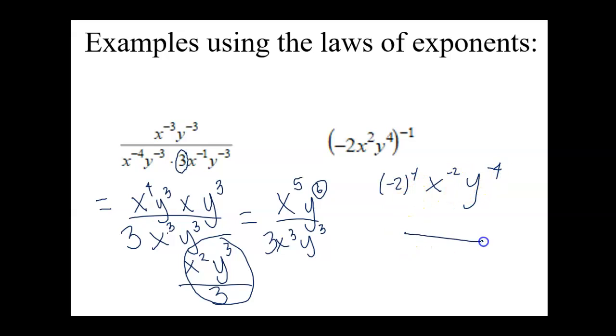So this means basically everything belongs on the bottom. -2, x squared, y to the 4th. All of them belong down here. Because that was a -1, it's just going to be -2 to the 1st power. And there's really nothing else I can do here to simplify. But when you're simplifying, you should never have negative exponents left in your answer. So just move them up or down depending on if they're on the bottom or the top.